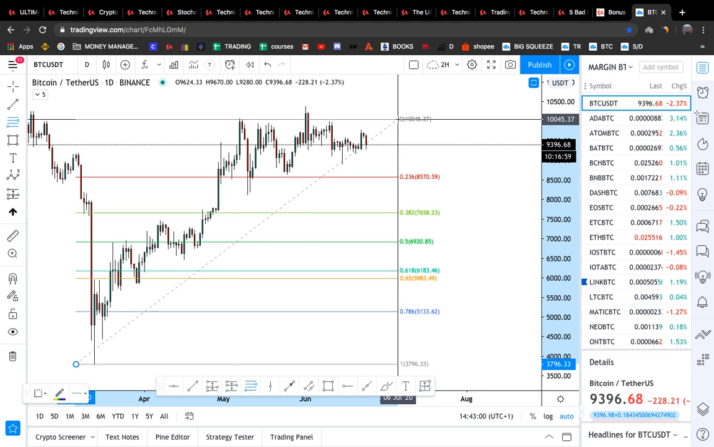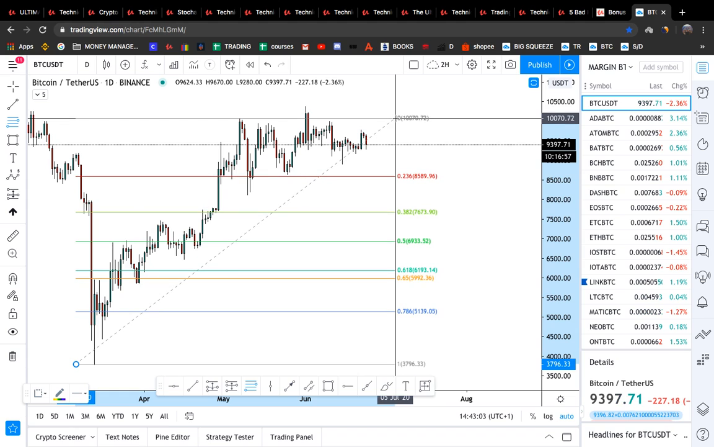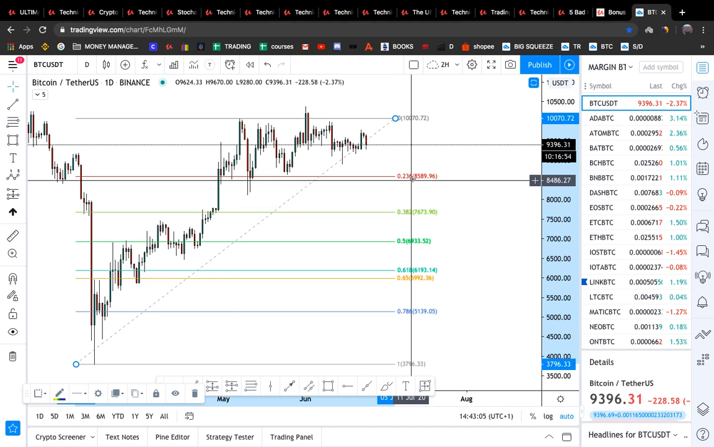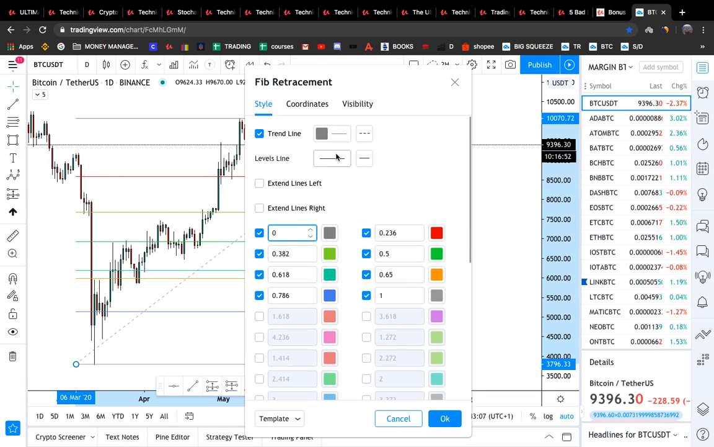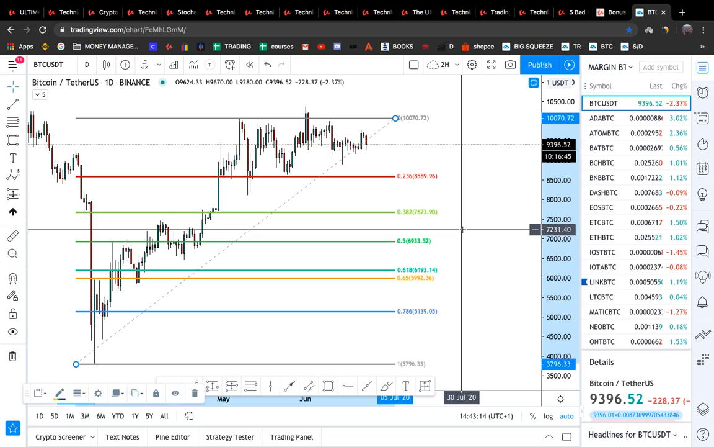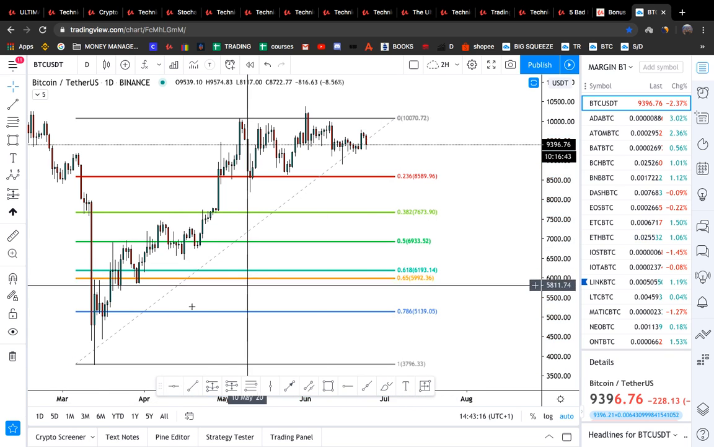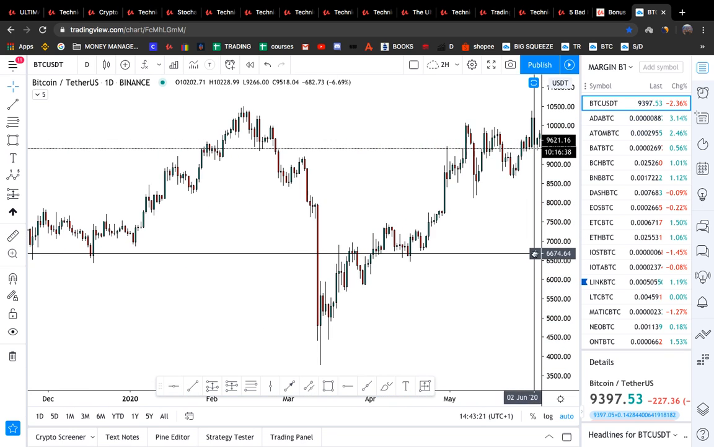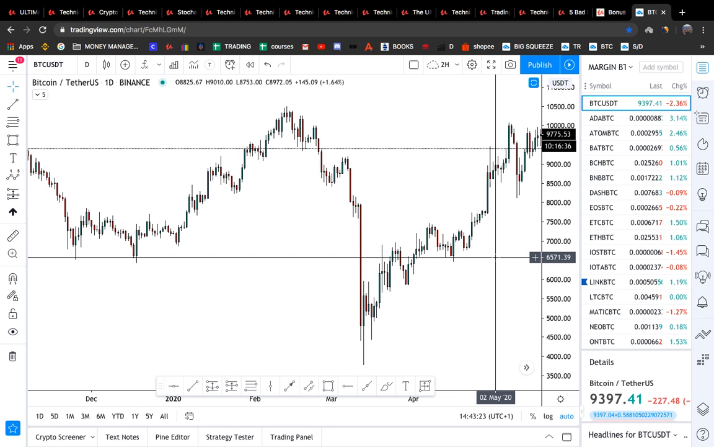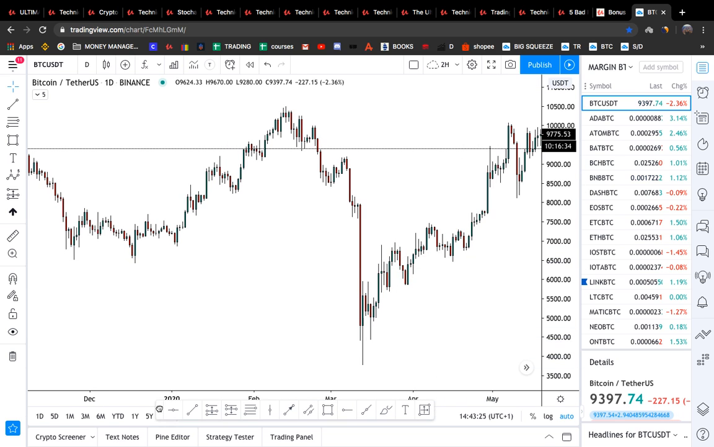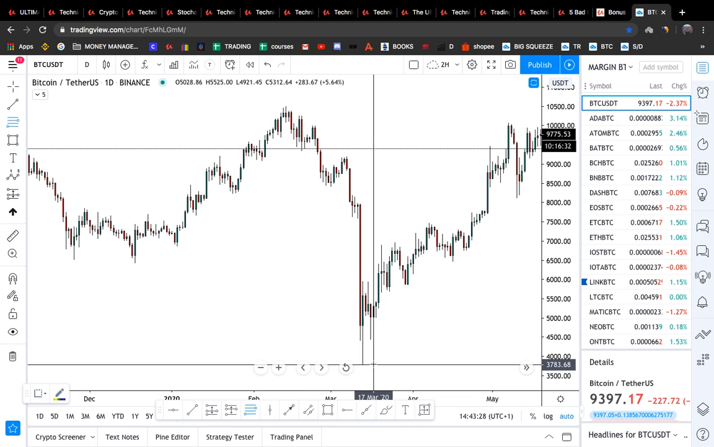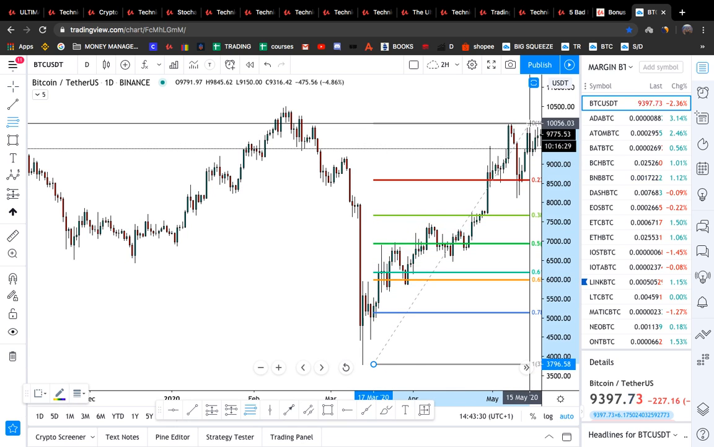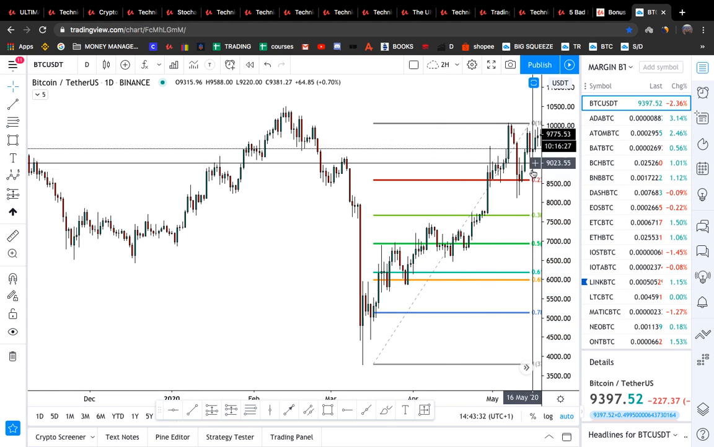So this is actually a good example right here. This is a very good one. Let me first see if I can make this thicker so you see it better. Okay, now it's better. So let's imagine that you see something like this. Now we are drawing our fib retracement. You are seeing that it's starting to retrace, right?